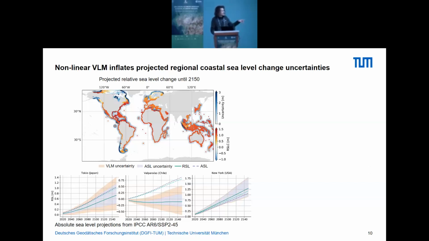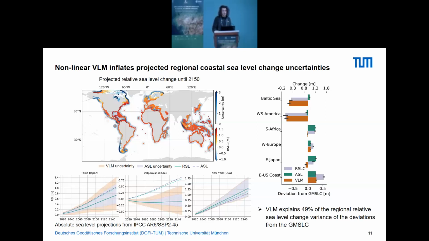And as you can see, in some regions that can be of similar magnitude. So far this was really underestimated, and these large uncertainties stem mostly from these highly nonlinear variations.